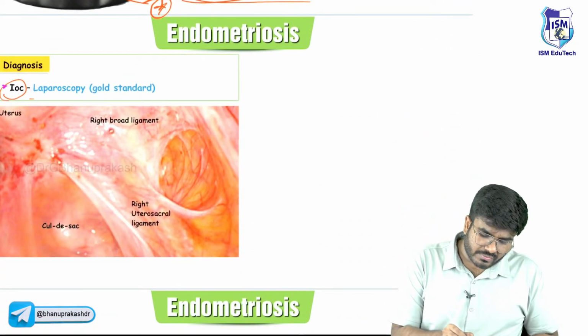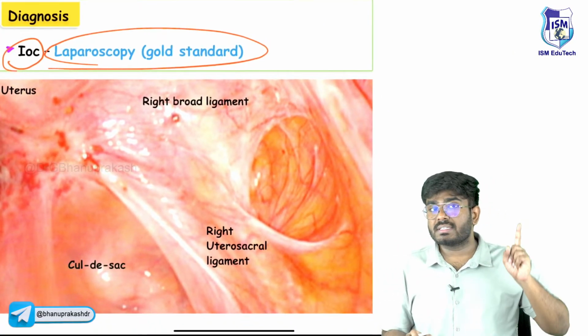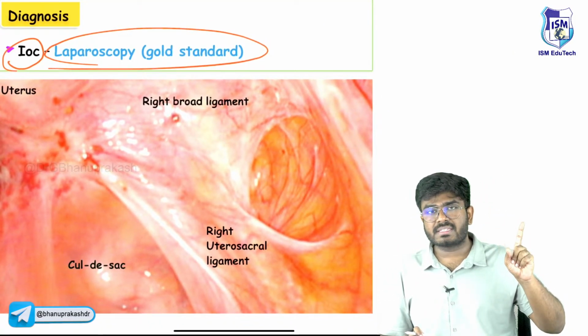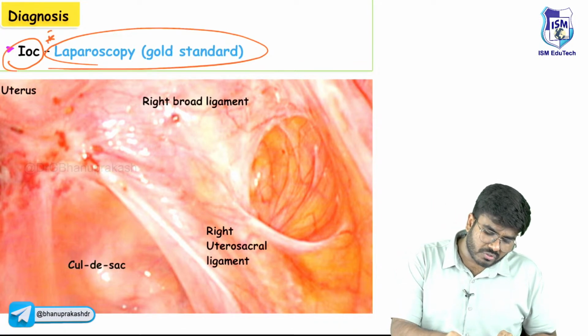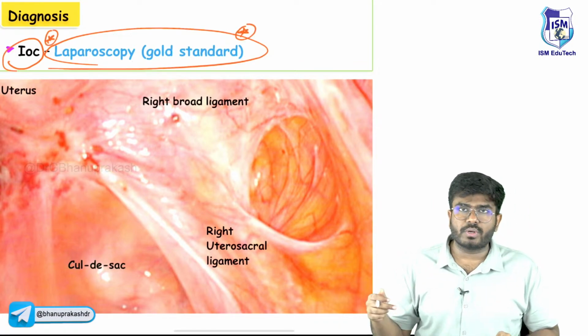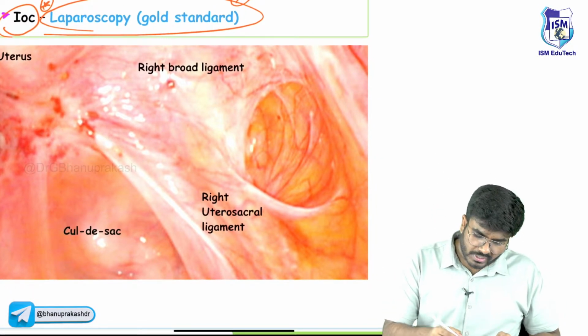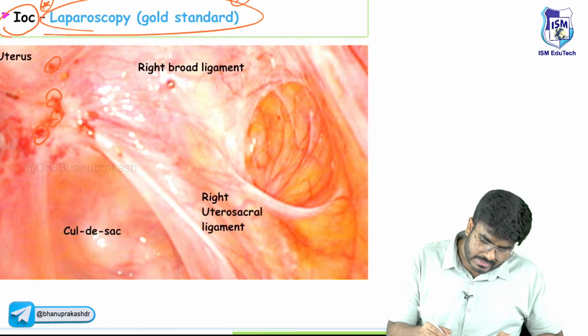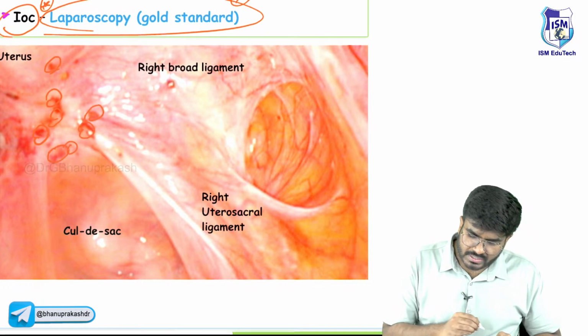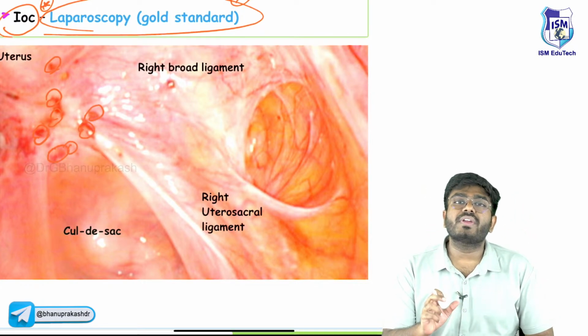And what is the investigation of choice? The screening test for cervical cancer is pap smear. Here the investigation of choice is laparoscopy. You just put a laparoscope into the abdomen, and what you can see here are these small red color areas, right? Those are the areas of endometriosis.